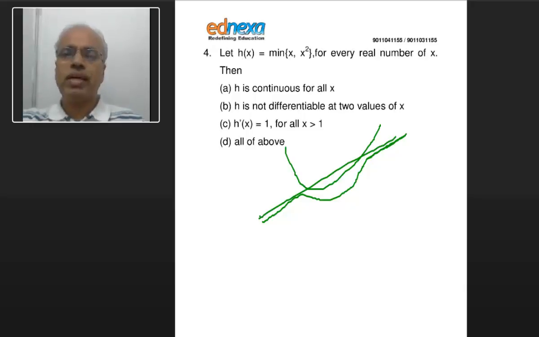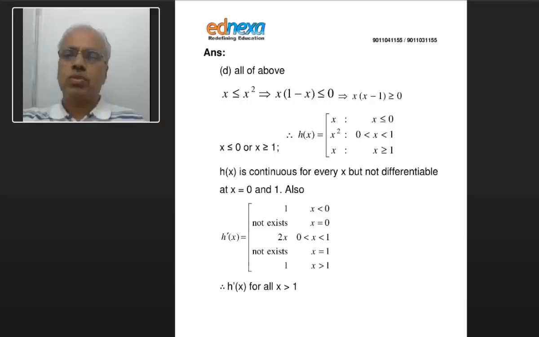So all these three are correct. They have shown you all those guys, how to calculate. How less than 0 it is x, between 0 to 1 it is x square, x greater than 1 it is x, and then you take the derivative, etc. But graphically it becomes very easy.